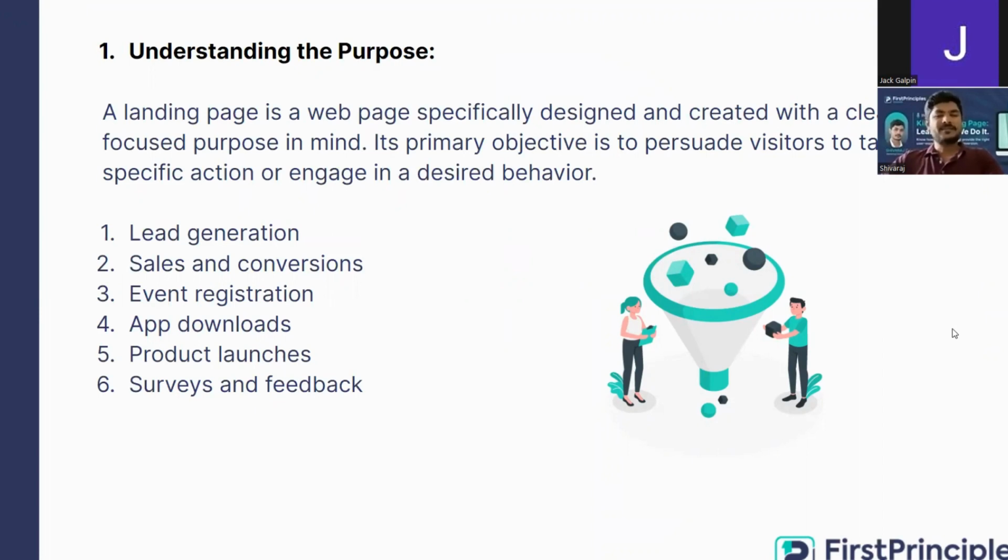If I categorize all those desires, I can categorize them into 6 different things. It might be lead generation. The second category is sales and conversion. Third would be event registration. You can also use landing pages for app downloads and product launches. And let's say you want to do some kind of survey or feedback, you can use landing pages for that too.